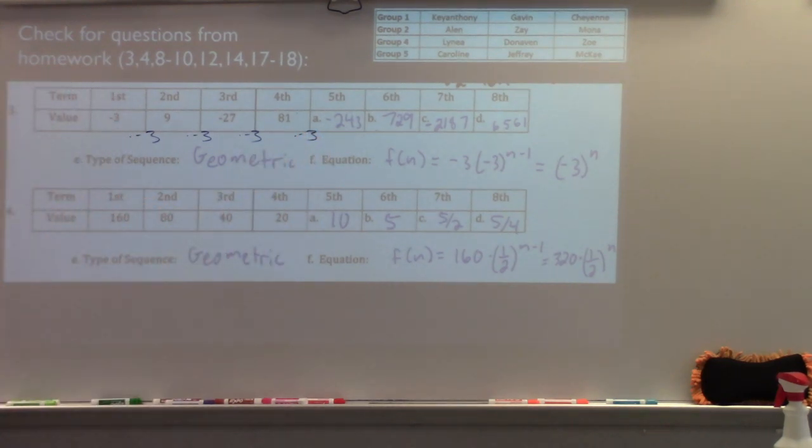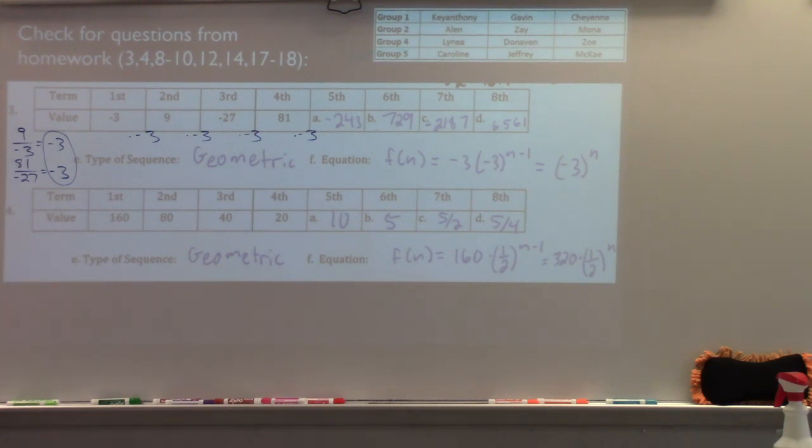Now, what do we call a multiplicative rate of change, though? Geometric? It's a geometric sequence, but what's the rate of change called? Common ratio. We need to remember that if we think we have a multiplicative rate of change, it's called a common ratio. Because if I do a ratio of 9 to the previous -3, I get -3. If I do a ratio between 81 and the previous number, -27, what do I get? So I am repeatedly multiplying by -3. That is the ratio for a geometric sequence.